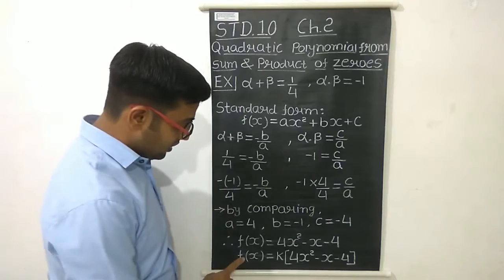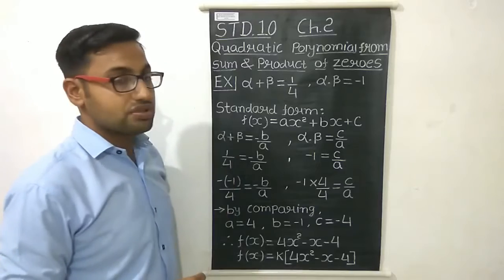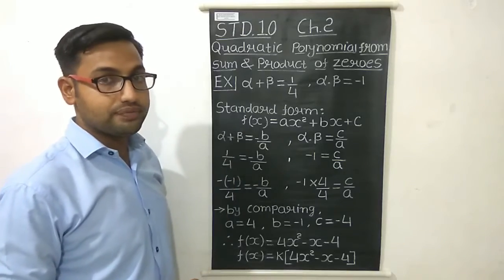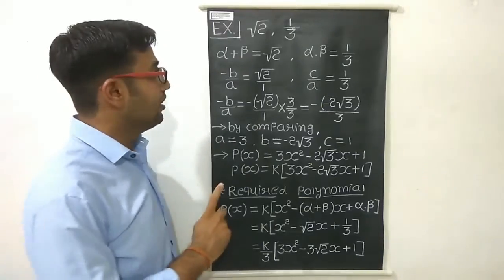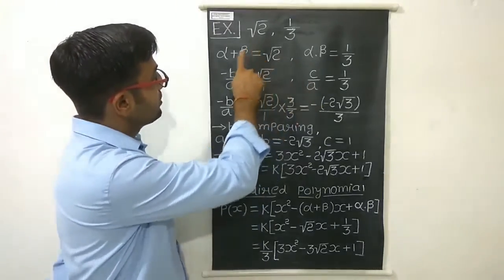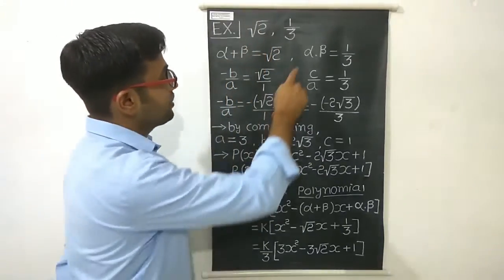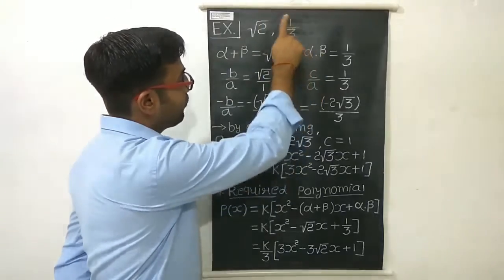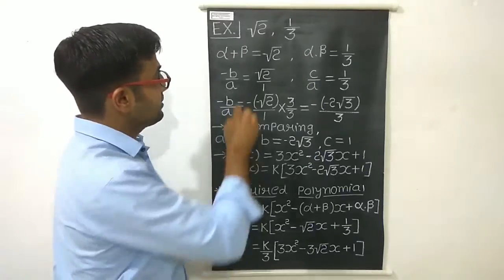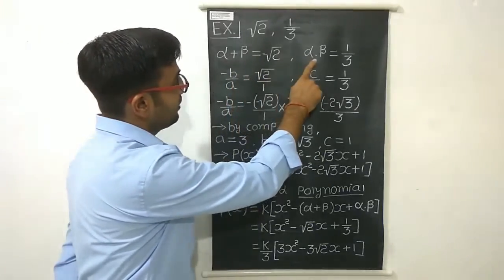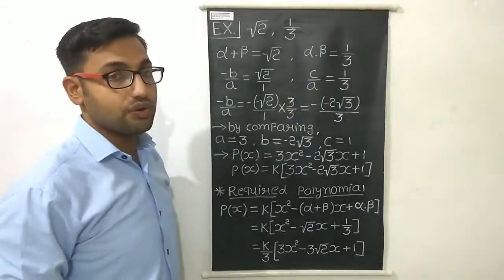So, in this way, we can find out the quadratic polynomial from the sum and product of the zeros. Okay, let us understand one more example. Here, the sum of the zeros, alpha plus beta, that is root 2, is given, and the product of the zeros, that is alpha into beta, is 1 upon 3. Again, we have to find the polynomial which has this sum of zeros and this product of zeros.